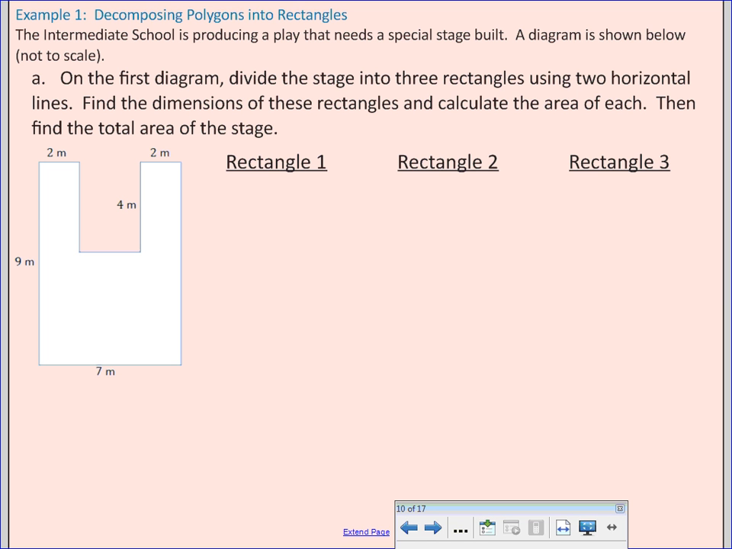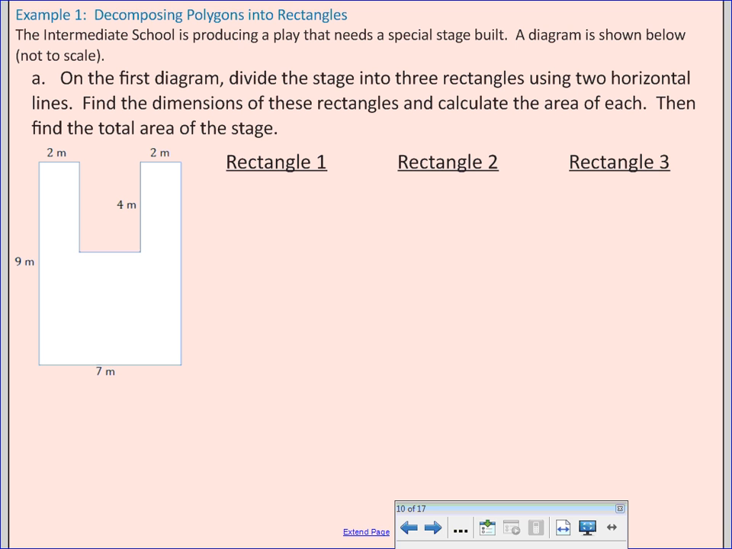All right, so the intermediate school is producing a play that needs a special stage built. The diagram is shown below, not to scale, which means don't assume things are bigger or smaller or equivalent. On the first diagram, first of all, how many sides are there? 1, 2, 3, 4, 5, 6, 7, 8. So what kind of shape is that if it has 8 sides? Octagon, but it doesn't look like a stop sign. Could it still be an octagon still? Yes, it's an octagon.